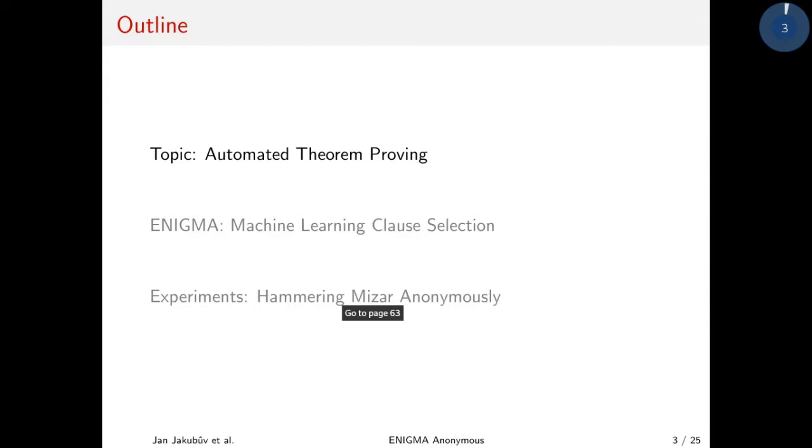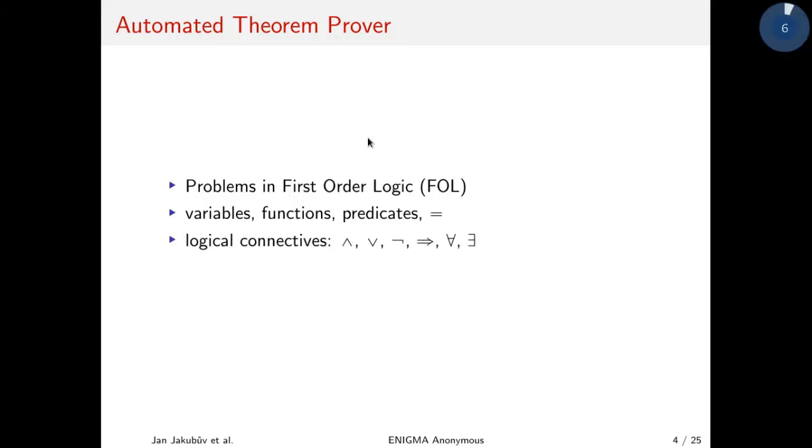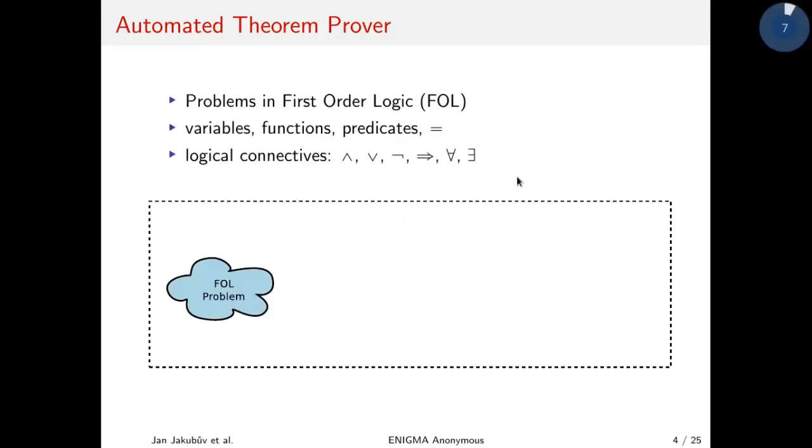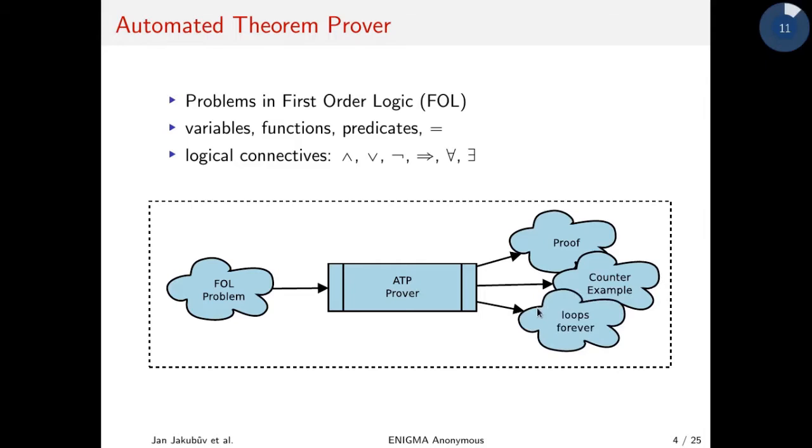So let's start with automated theorem proving. Automated theorem provers are used to solve problems in the first order logic when you have basic facts expressed by variables, function symbols, predicate symbols, and you create more complex statements using logical connectives like conjunction, disjunctions, and variable quantifiers. In general, whenever you have a first order logic problem, you can pass it to the automated theorem provers and it gives you output a proof, or it gives you a counterexample, or it can also happen that it just loops forever.